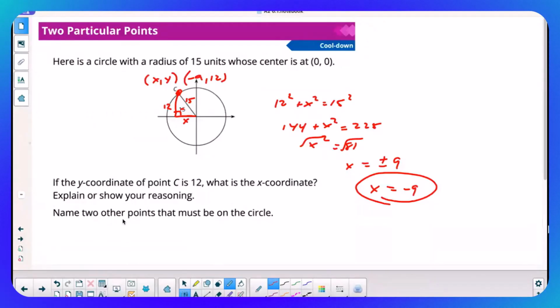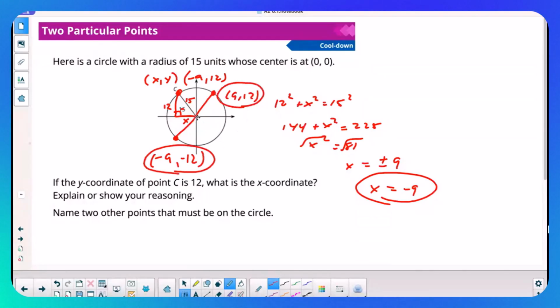Name 2 other points that must be on the circle. Well, if I move that point down here, this would be pretty much the same x-coordinate. It'd be negative 9, but now it's down here at negative 12. That would work. If I move that right here, so it's the same height here, that would be positive 9, positive 12. So here's another point, and technically if I went down here, it'd be positive 9, but negative 12 down here. Okay, so I named 3 extra points, because I wanted to try hard there. Okay, I think that's it.